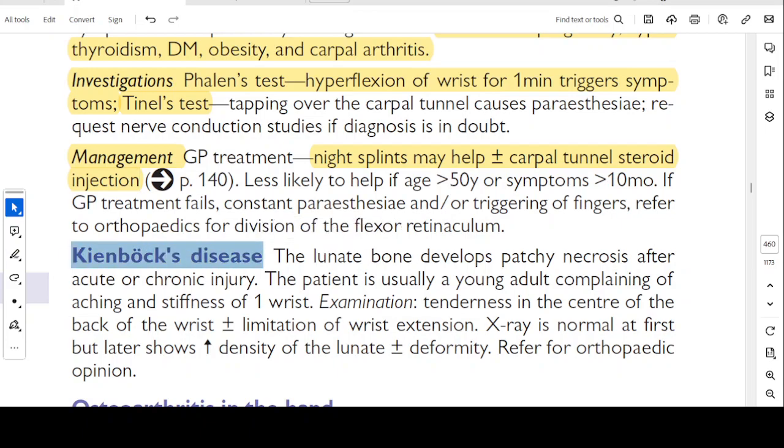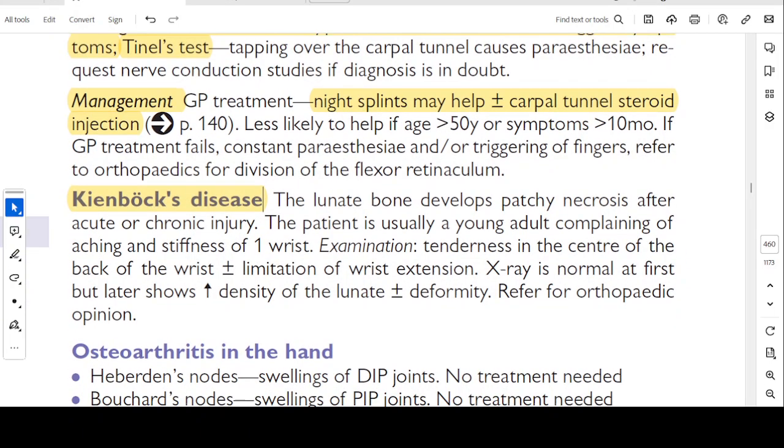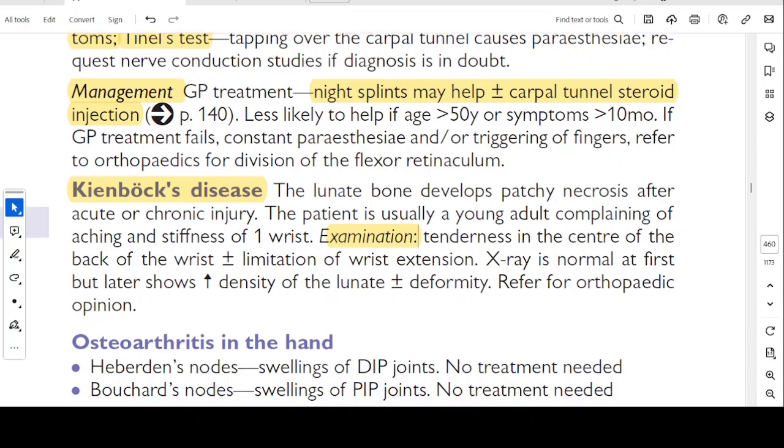Kienbock's disease. The lunate bone develops patchy necrosis after acute or chronic injury. The patient is usually a young adult complaining of aching and stiffness of the wrist. Examination shows tenderness in the center of the back of the wrist plus limitation of wrist extension. X-ray is normal at the first instance, but later it shows increased density of the lunate plus a deformity. Refer for orthopedic opinion.